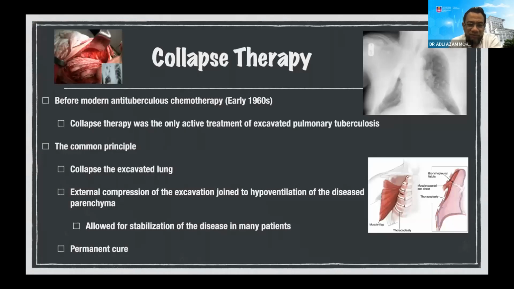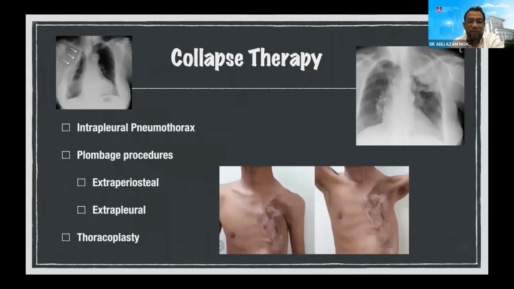So what actually is collapse therapy? It is a procedure from before modern antituberculous chemotherapy. We're talking about the early 1960s, when it was the only treatment of excavated pulmonary tuberculosis. The common principle is to collapse the excavated lung. So you collapse the space, and the external compression of the excavation leads to hypoventilation of the diseased parenchyma. This allows stabilization of the disease in many patients. And it was thought to be a permanent cure, because you don't give a space for the lung, there is no space for reinfection, and so on. That was the understanding.